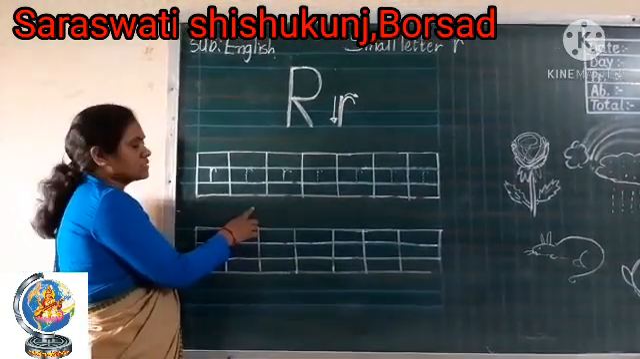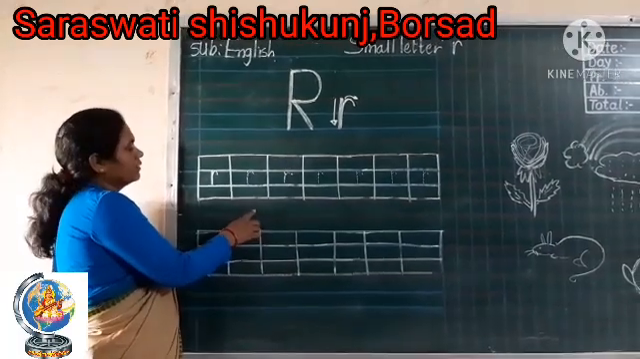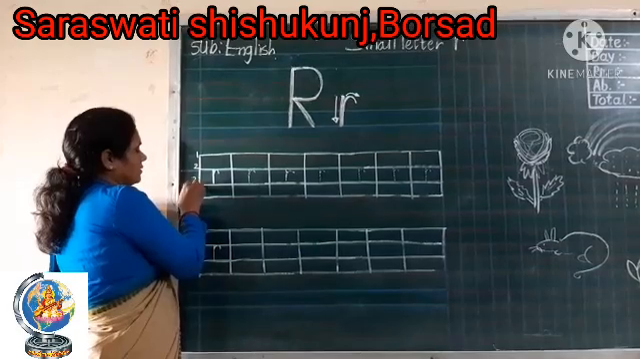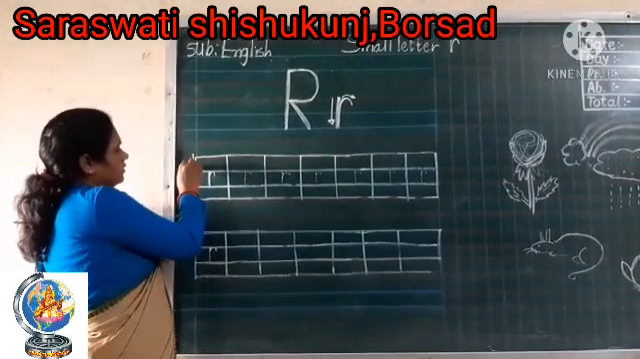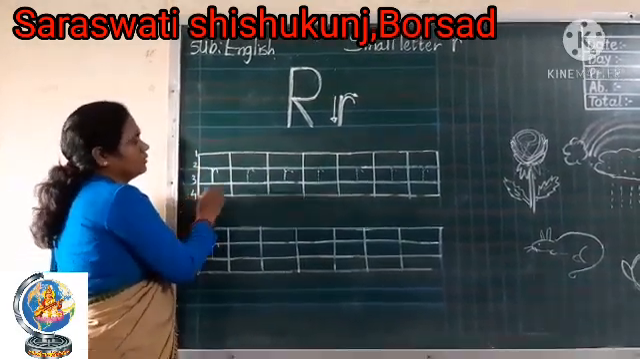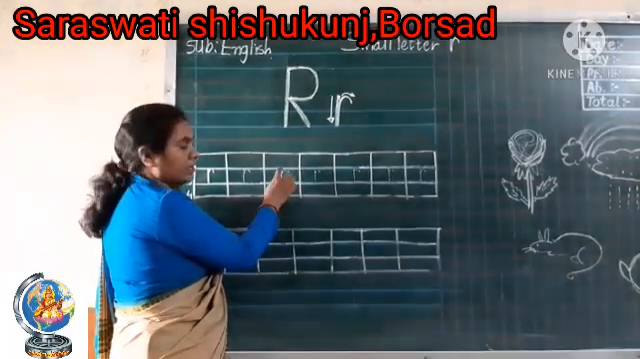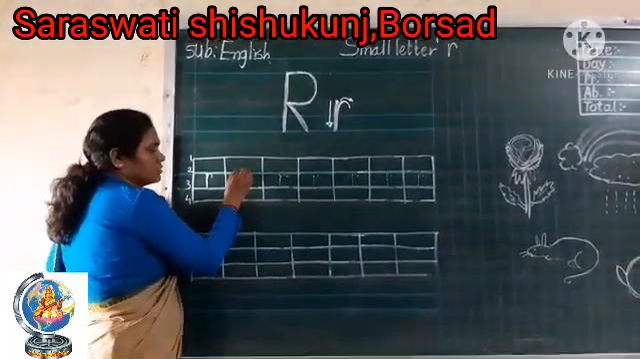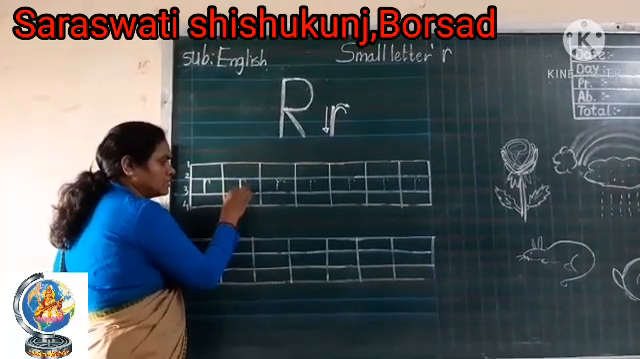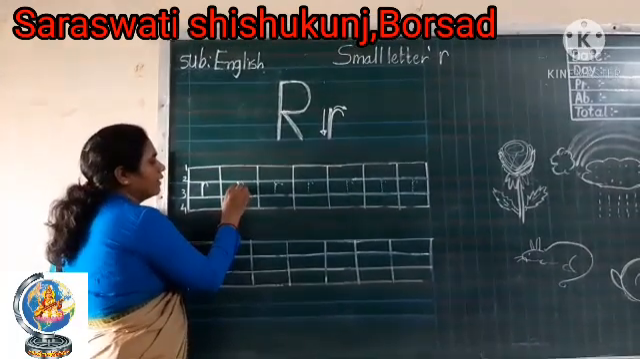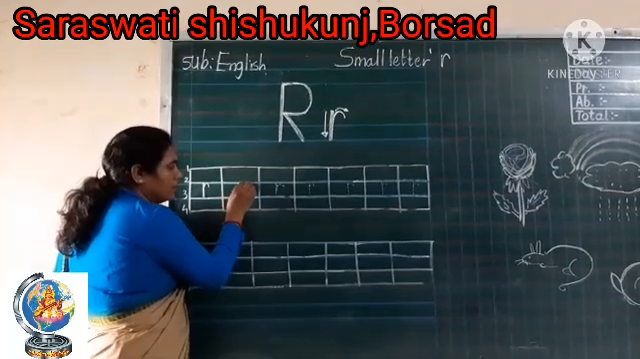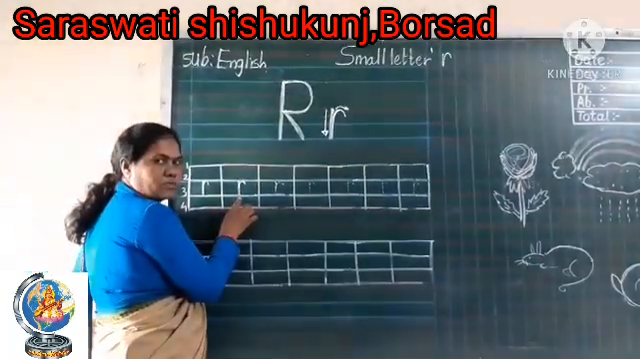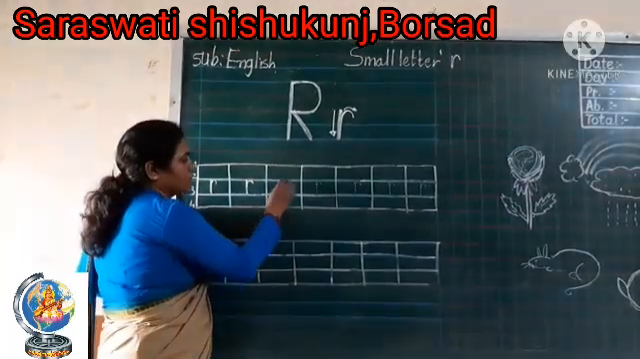Today, how to write small letter R. Here, 4 lines are here. 1, 2, 3, 4. We have used only 2 lines. How to write small letter R? First, up to down standing line and little curve. This way you have to write small letter R.